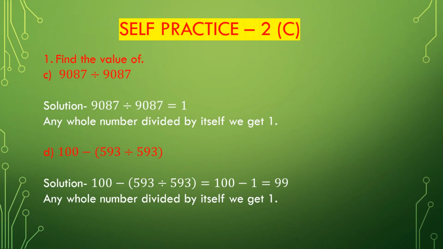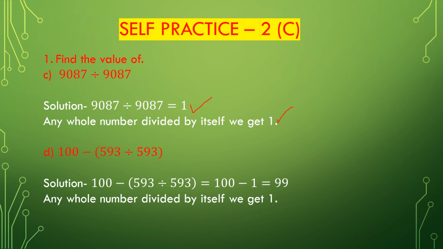Let's solve third bit C. 9087 divided by 9087, we get 1. We know any whole number divided by that same whole number, we get 1 only. Any whole number divided by itself, we get 1. हम किसी भी होल नंबर को वो सेम होल नंबर के साथ डिवाइड करने से हमको 1 ही मिलता है. दैट इज द होल नंबर डिवाइडेड बाय इटसेल्फ, वी गेट 1.